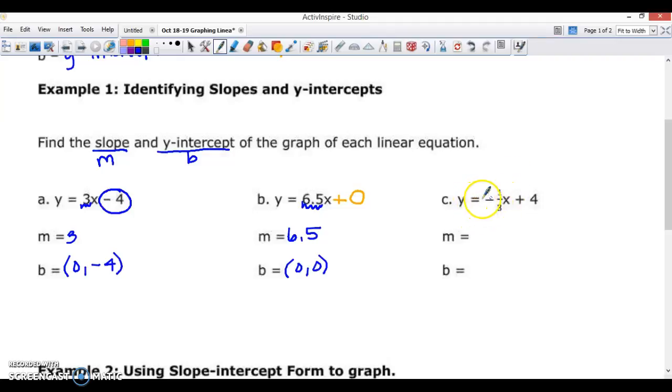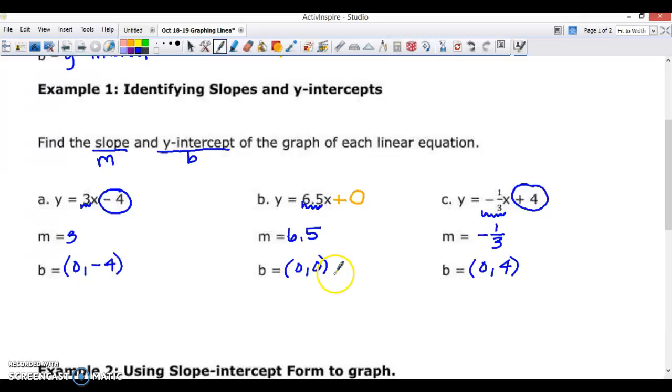In our next example, y equals negative 1 over 3x plus 4, the number in front of x is not only negative, but it is a fraction. It is still a number. It is still in front of x. So our slope is negative 1 over 3. And then our y-intercept is plus 4, so therefore we write (0, 4). See example A and C, two different points in different quadrants on a coordinate plane.